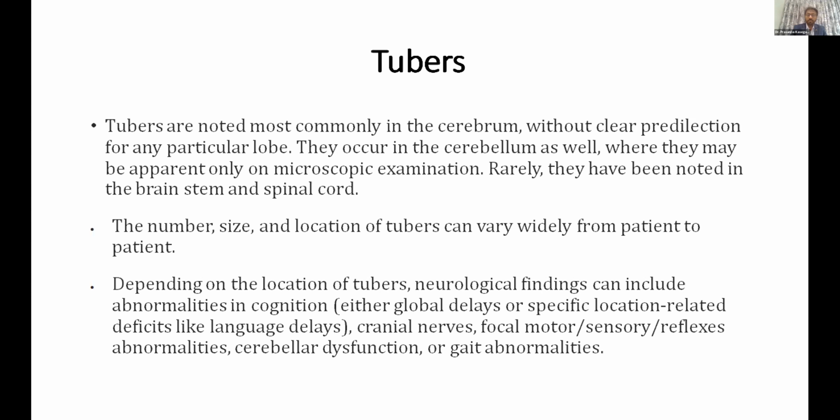Now, the fate of the patient depends on the number, size, and the location of the tubers. So somebody who is lucky, who has fewer tubers which are not affecting any important or strategic areas of the brain, will survive with a relatively normal life. But somebody who has a lot of tubers, especially in eloquent areas of the brain, will have a lot of neurological abnormalities in the form of global developmental delay, intractable epilepsy, gait abnormalities, cerebellar dysfunction, and so forth.